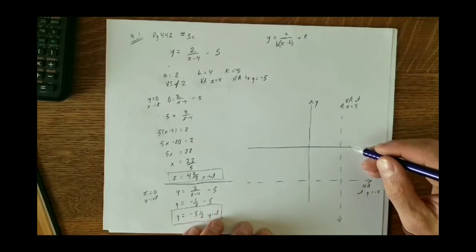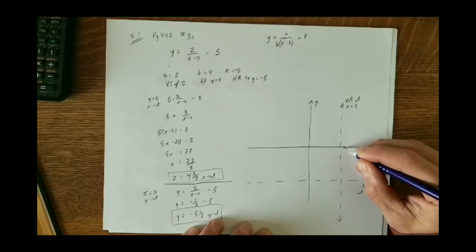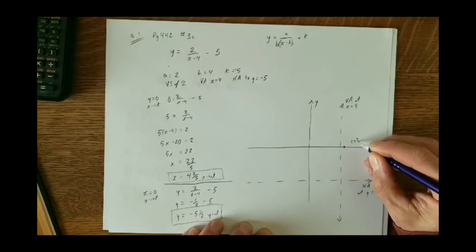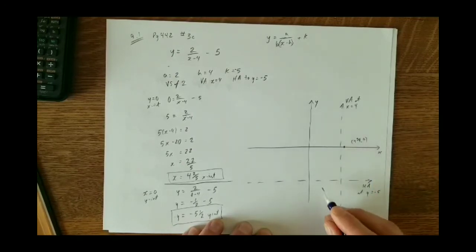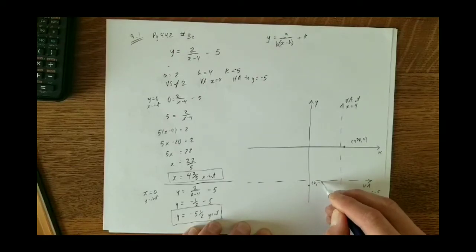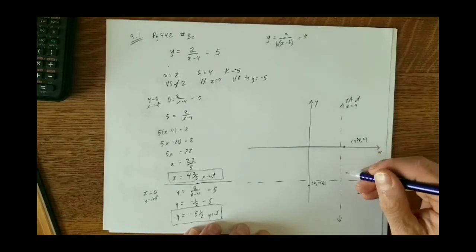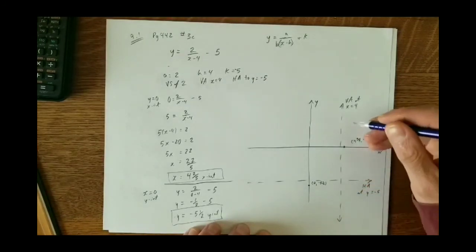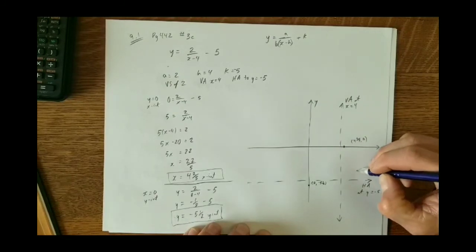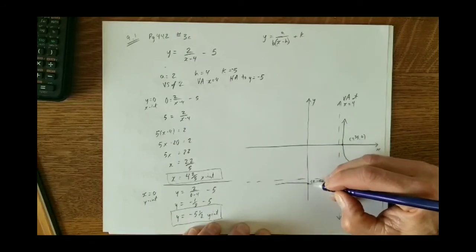And then my x-intercept is right here at 4 and 2/5, 0. My y-intercept is at negative 5.5, so I'll say this is 0, negative 5.5. And then it's going to go like this, and like this.